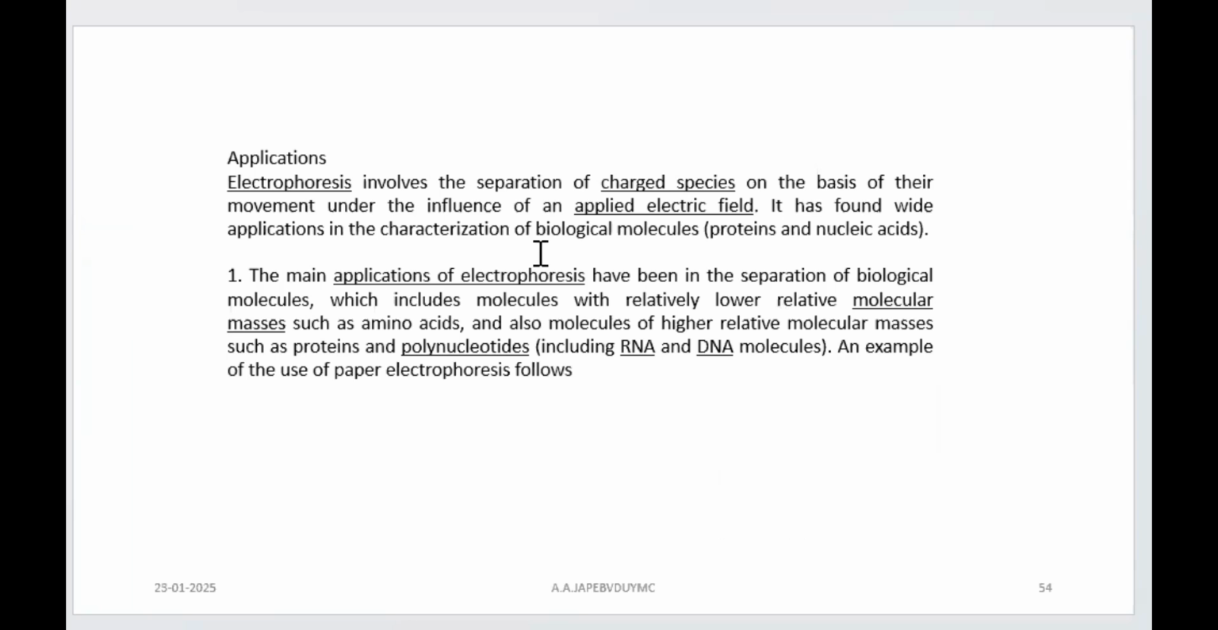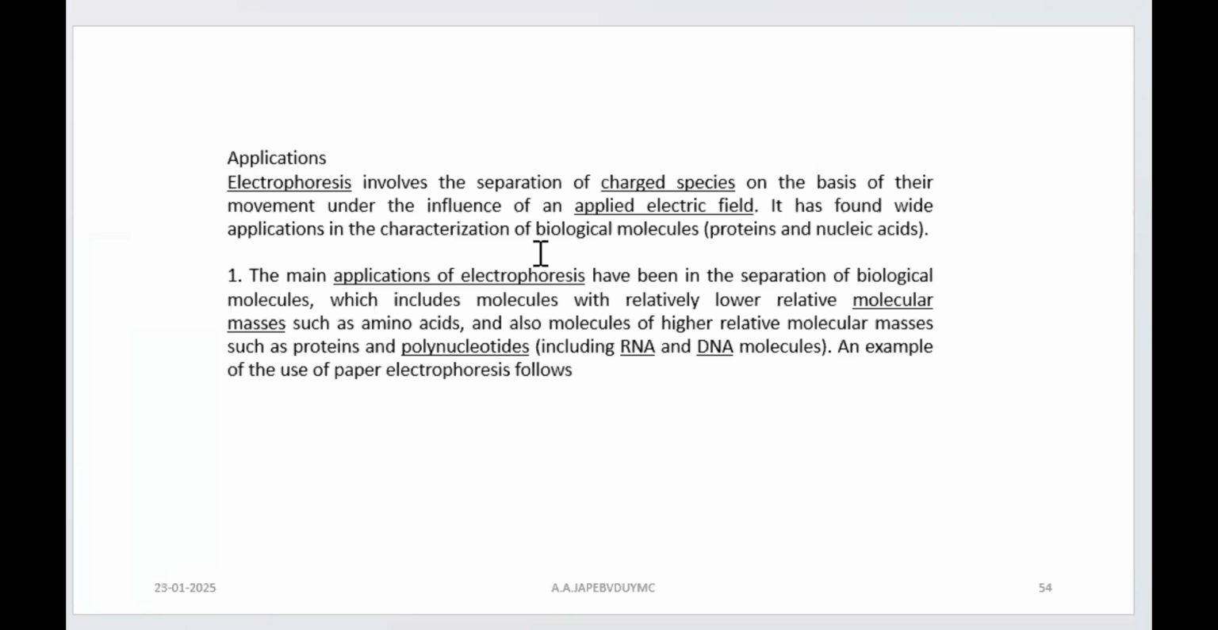So when you are applying an electric field, under applied electric field, charged species will move and they will get separated, and you will be able to characterize these molecules on the basis of mass and charge, right? So that is the very basic principle when we talk about electrophoresis.